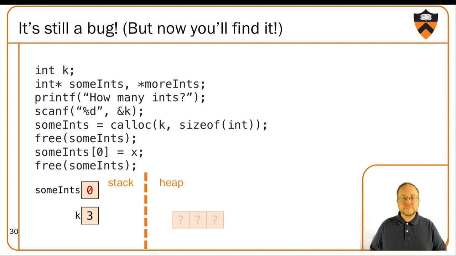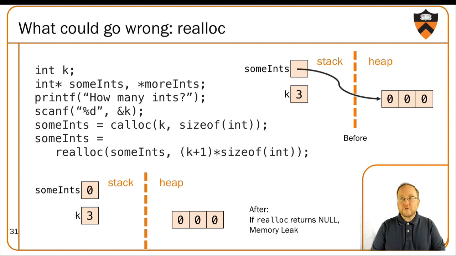Also, the double free problem goes away, because free doesn't actually do anything if the argument is null. If you pass null to free, it's a no-op. And so we don't have this heap corruption with the double free either. Alright, so now let's come back to realloc.